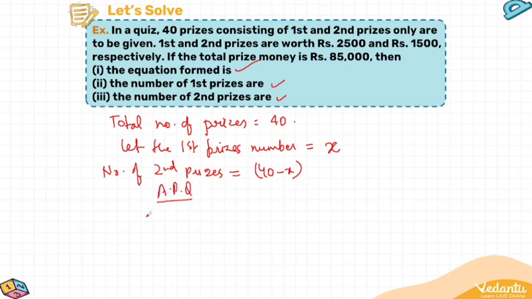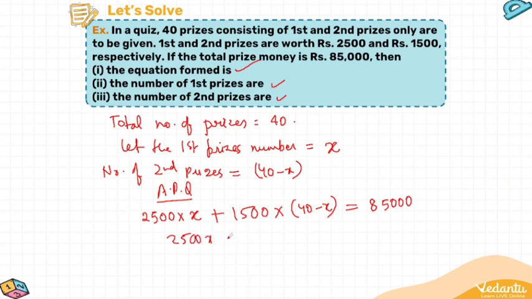Now, as per the question, the amount for the first prize is 2500 into x, for x number of prizes. Similarly, 1500 into 40 minus x would be the second prizes amount. It should be equal to 85,000. So 2500x plus 15 fours are 60 and 3 zeros, minus 1500x equal to 85,000.